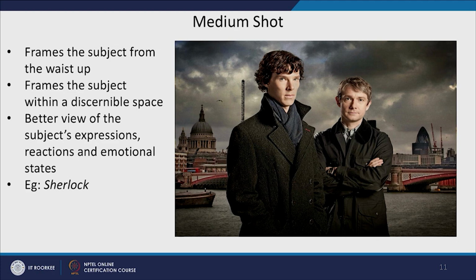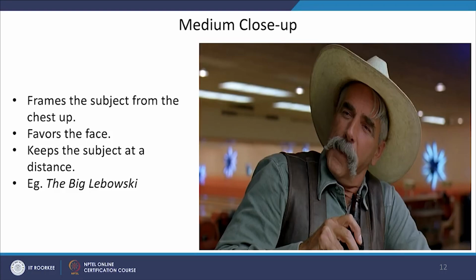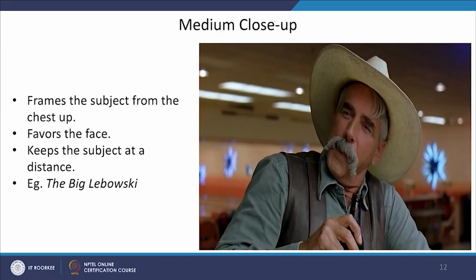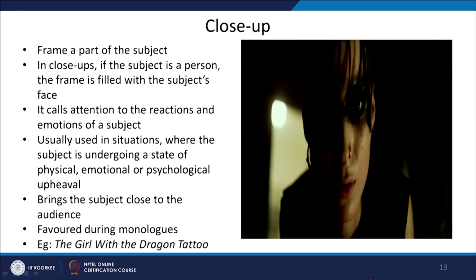On the other hand, in the medium shot, the character is shown from the waist up, and from a discernible space where we can have a very clear view of the character's expressions, also their emotional states, and at the same time the background is also discernible. It is not completely overshadowed. This particular still from a popular TV serial based on Sherlock Holmes is a very beautiful specimen of a medium shot. Medium close up, as you can make out, focuses on the chest up position of a particular actor or actress. It favors the face, but at the same time it keeps the subject or the character at a certain distance, as this particular example shows us.